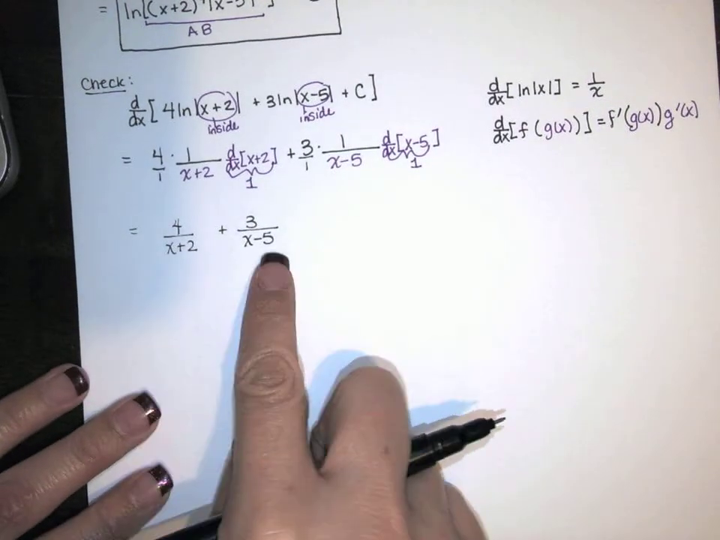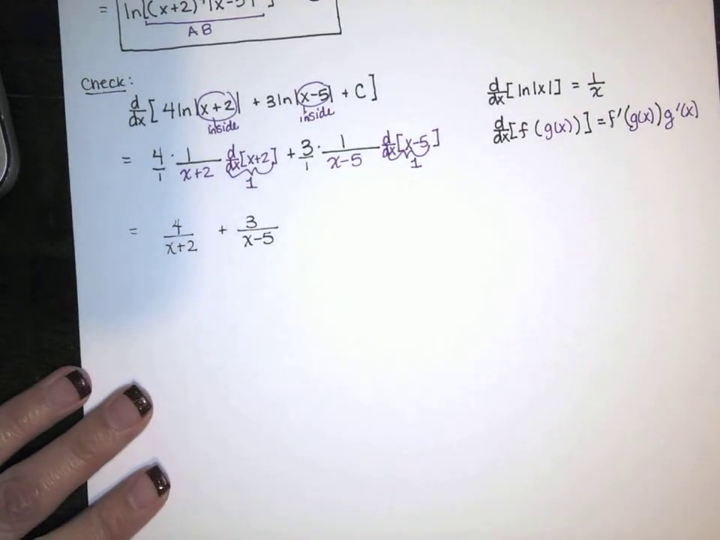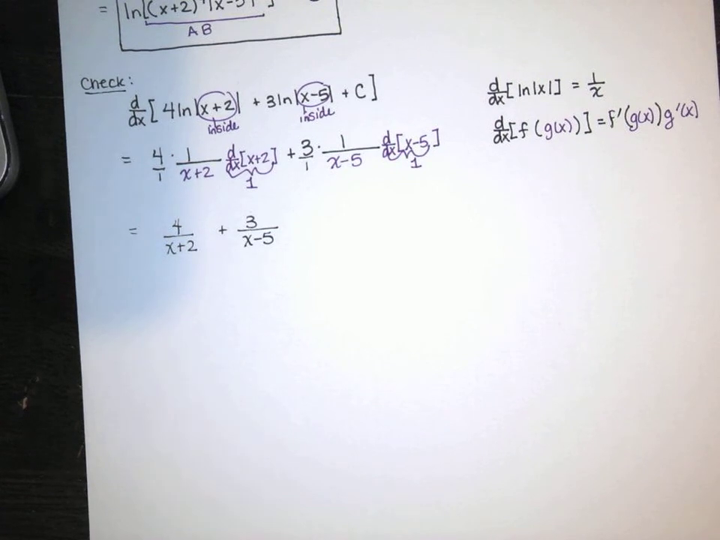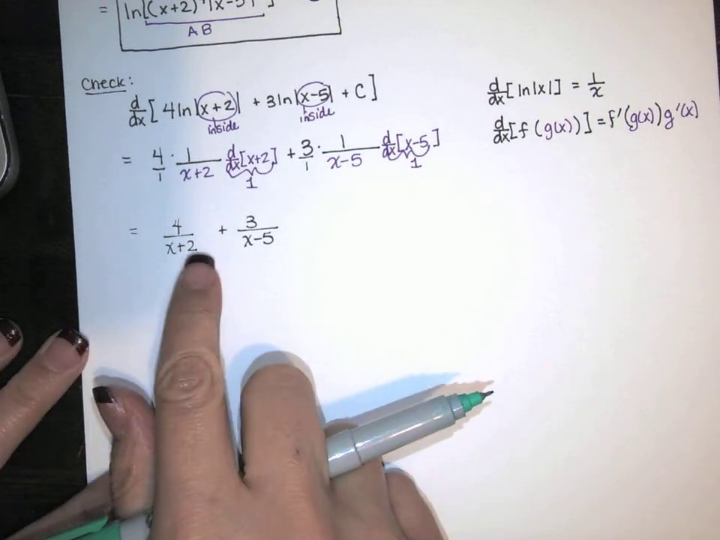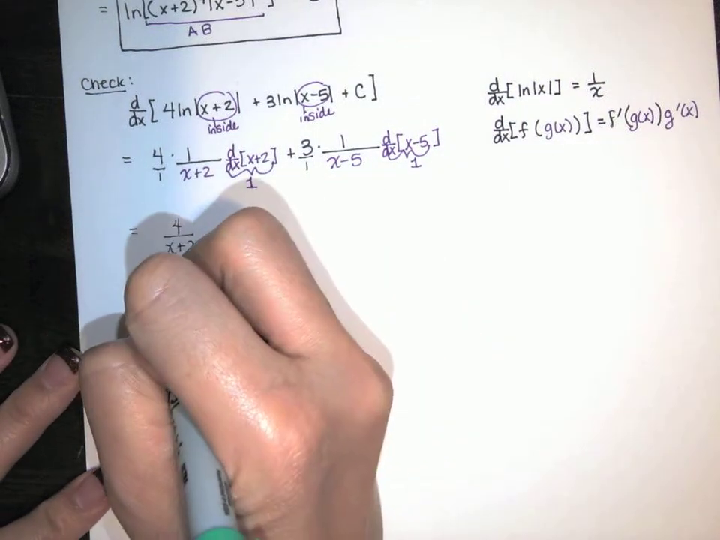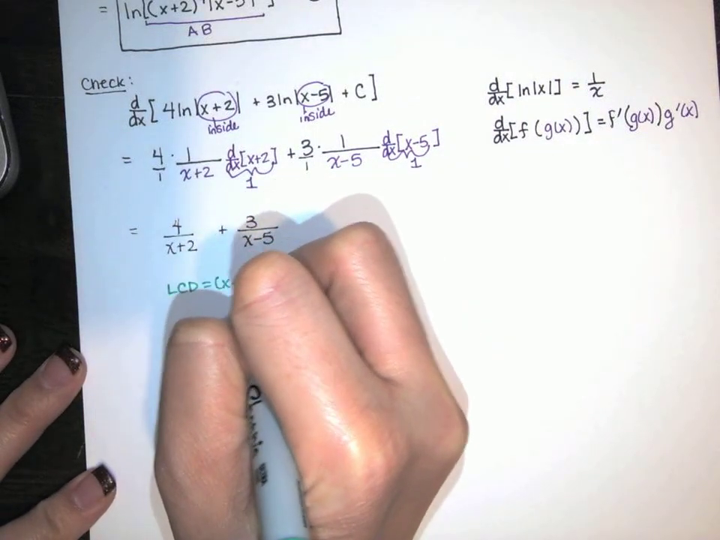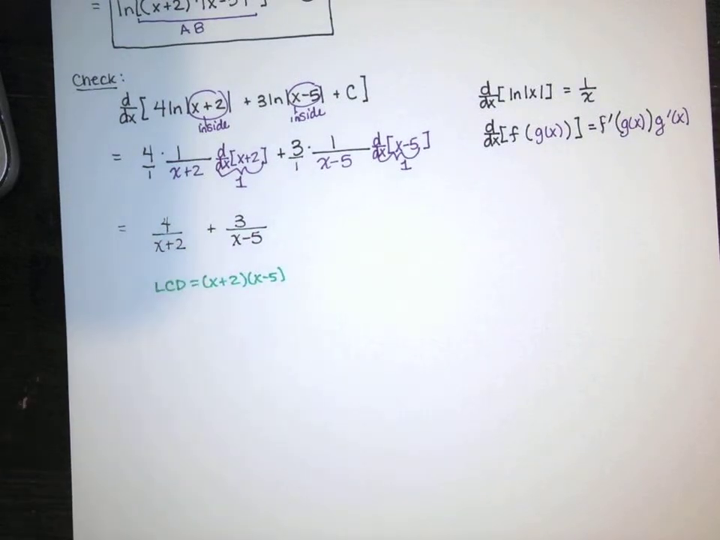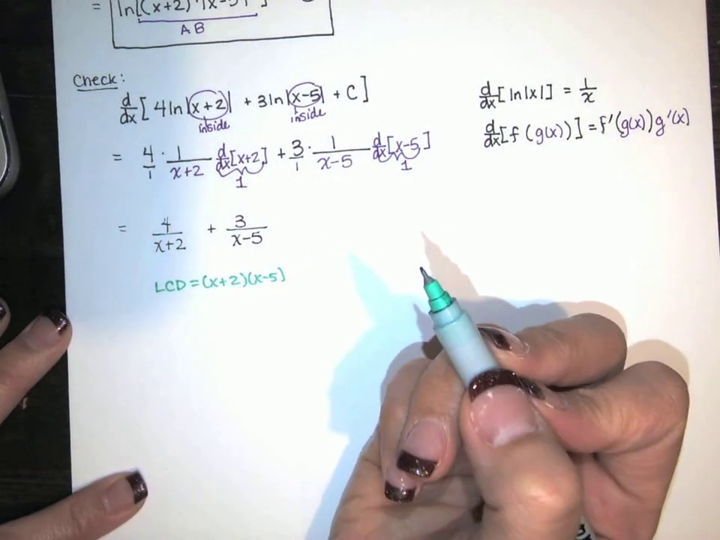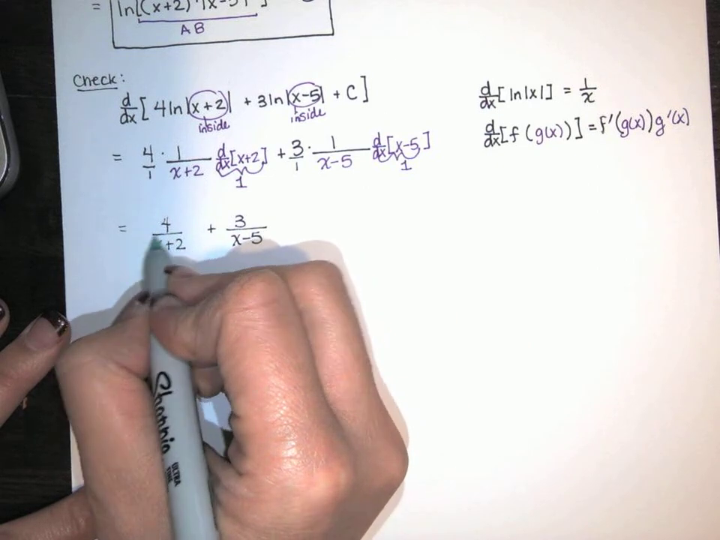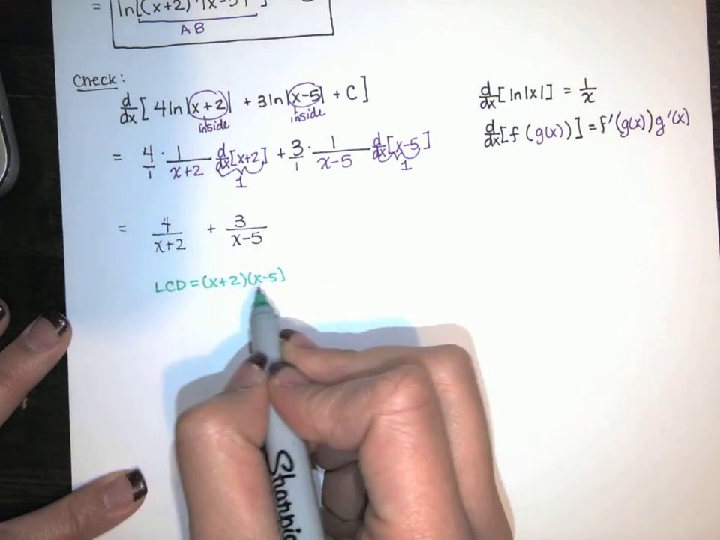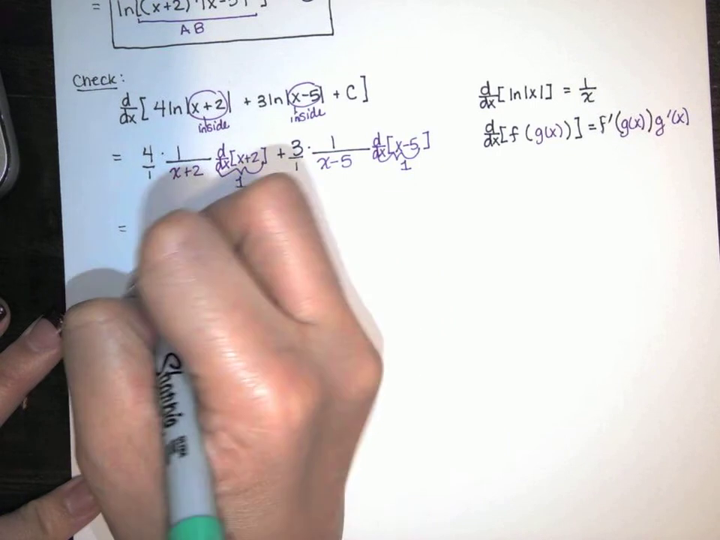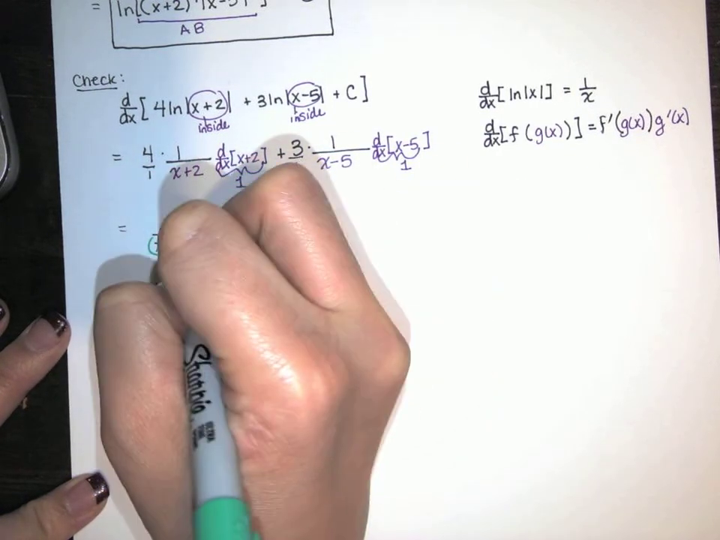Okay, in order to write this as a single fraction, I need a common denominator. And the LCD in this case is just the product of the two denominators. So I've got an x plus 2 there and an x minus 5 here. I'm just going to multiply those two together, and that's going to be my LCD. If they had a factor in common, there might be more work to do in finding the LCD. But this time they don't, so you just multiply them. Now, in order to make this new denominator, the common denominator, x plus 2 times x minus 5, I need to multiply by x minus 5.